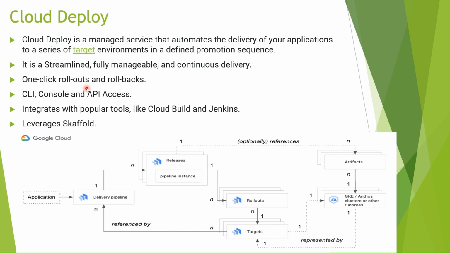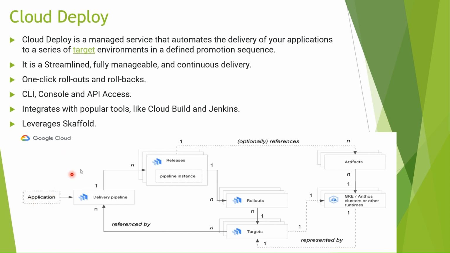With the help of this, with one click we can even roll out the new image. If some issues happen, we can roll back also from the Cloud Console. We have access with CLI, console, and API access as of now, and it is also integrated with popular tools like Cloud Build and Jenkins. So if you have created a new image with the help of Cloud Build, you can just use that image in Cloud Deploy to deploy it into GKE, and it leverages Skaffold. Basically, we manage all the configuration with the help of Skaffold, the deployment tool.